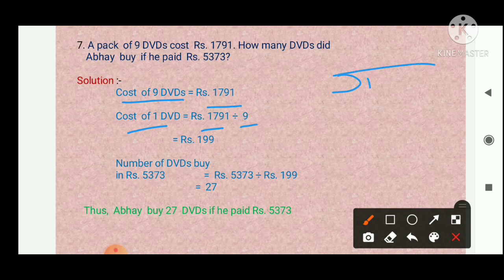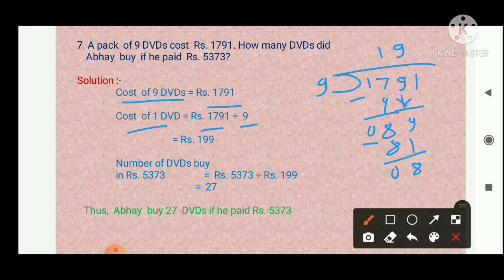So let's see division. We divide here 1791 by 9. First we divide 17 by 9. We get quotient 1. And here difference 8. Now next digit 9 we bring down. Now we divide 89 by 9. We get quotient 9. And here difference 8. Then next digit 1 we bring down. Now we divide 81 by 9. We get quotient 9. In this way, by dividing 1791 by 9, here we get quotient 199. So cost of one DVD is 199 rupees.